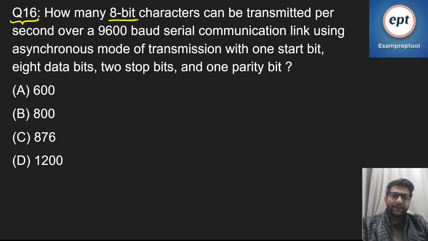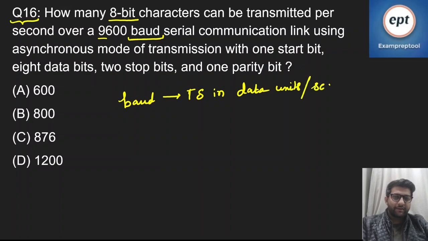How many 8-bit characters can be transmitted per second over a 9600 baud serial communication? So what is baud? Baud is the transmission speed in data units per second. So this is similar to bits per second. However, instead of bits per second, we will have data units per second.